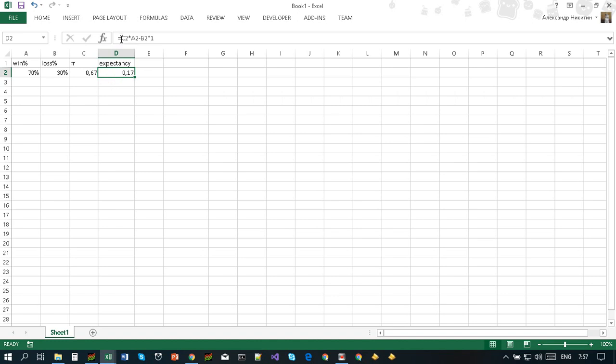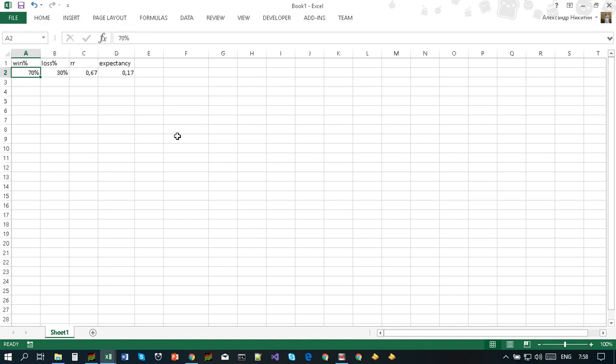See it? C2 multiplied by A2 minus B2 multiplied by 1. We don't need the 1 because we know that it gives the same. So the expectancy for this trading strategy is 0.17 if it is, very important, if it is 70% accurate.